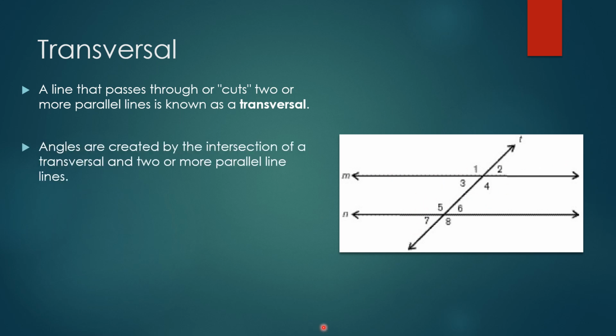Notice here in the diagram that we have two lines, M and N. We are going to assume that they are parallel. When we talk about shapes, we'll talk about symbols that state parallel. Here, this line T is a transversal. It is a line that is dividing two parallel lines. You'll notice that it creates a set of 8 angles: 1, 2, 3, 4, 5, 6, 7, 8.